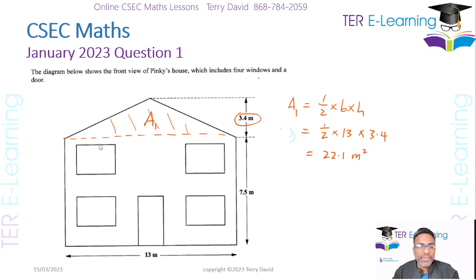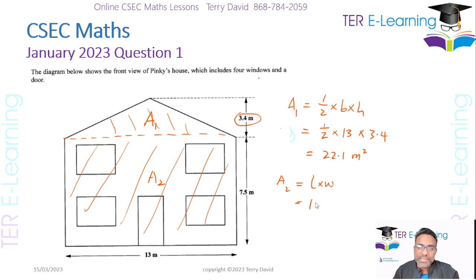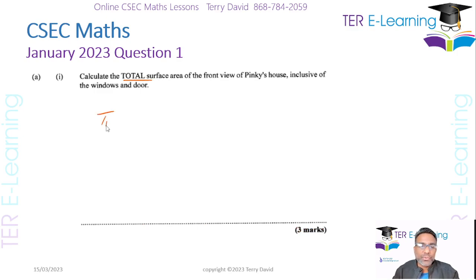The next thing we need to do, we need to find this area here, the area of the whole rectangle. So let's call that A2. A2 is simply going to be, since it's a rectangle, length by breadth or length by width. So it's going to be 13 multiplied by 7.5, and you're going to get 97.5 meters squared.